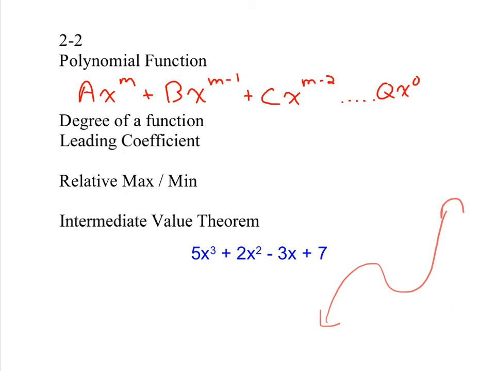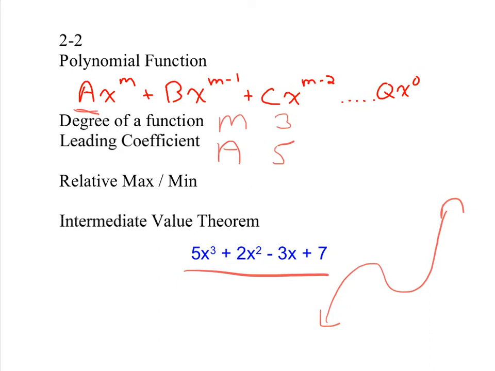All the way down to 0, and we don't write that x to the 0 term because that is just 1. The degree of the function is the highest power, so in this case it would be m. I'm going to write that right here. And the leading coefficient is the coefficient of the highest power term, so that's going to be a. Looking down here at this function, the leading coefficient would be 5, and the degree of the function is 3.